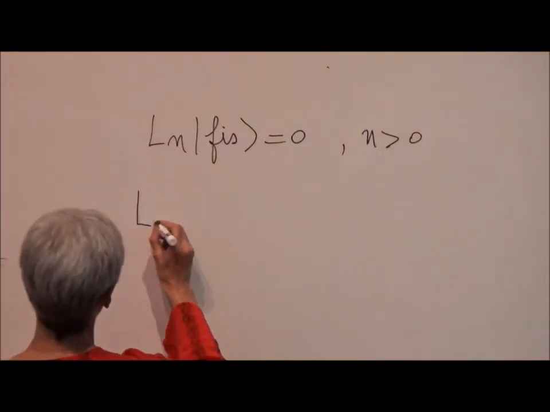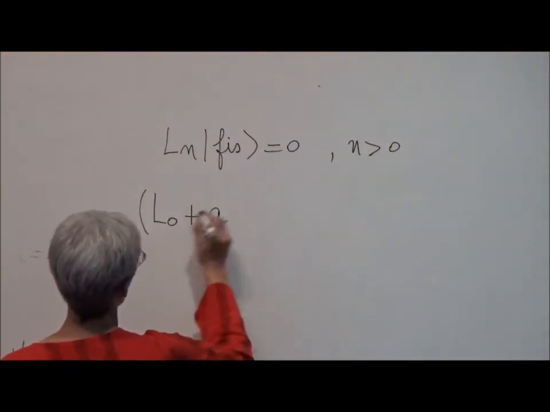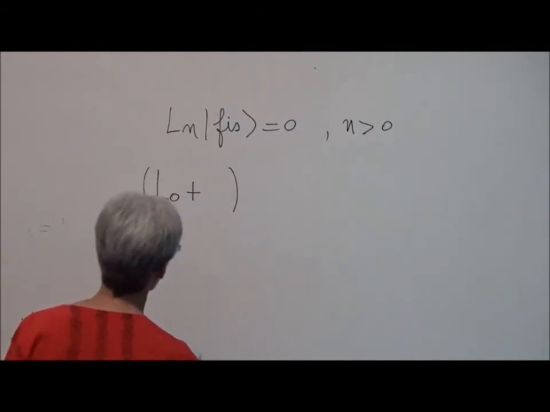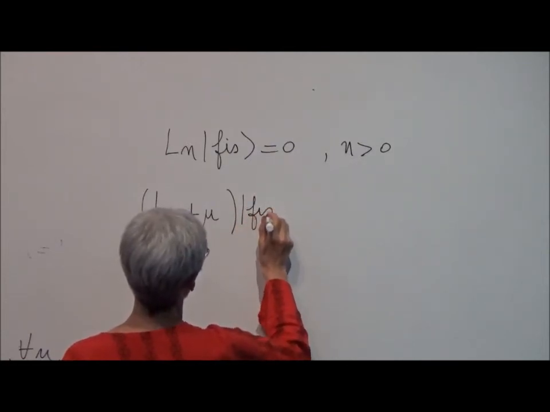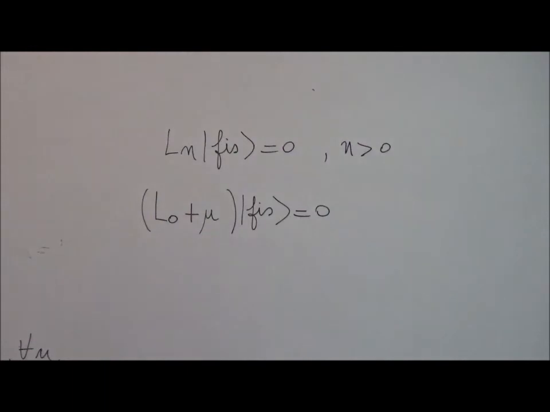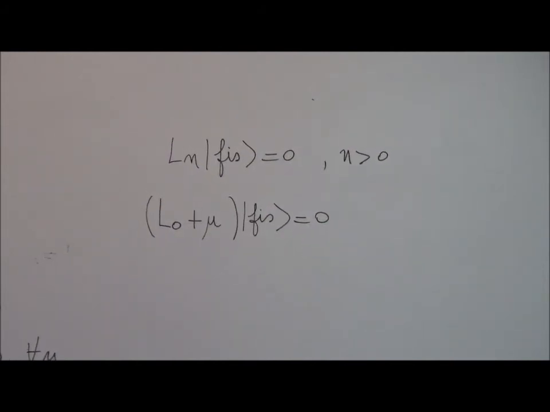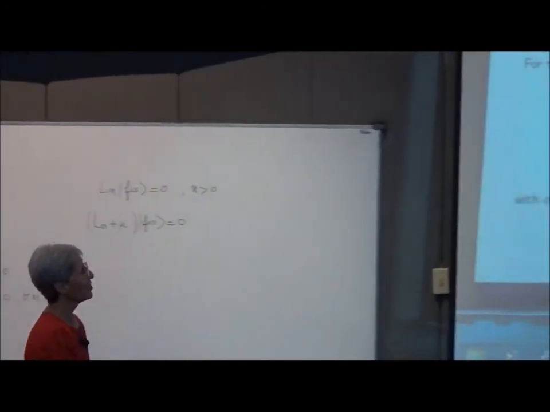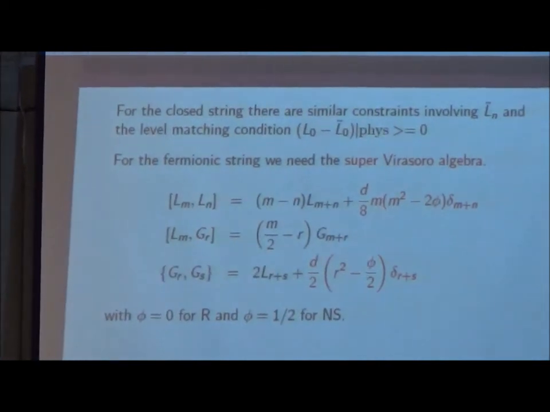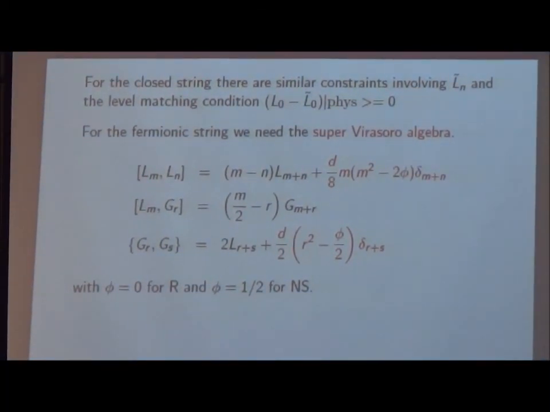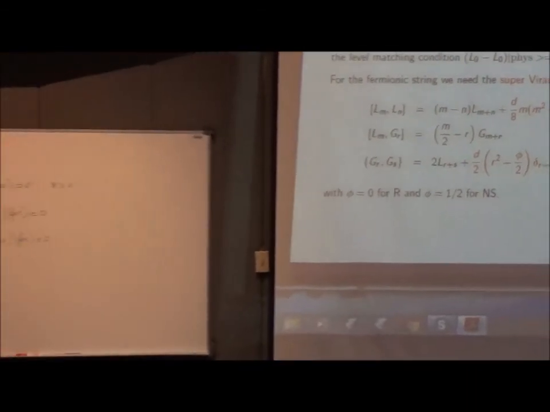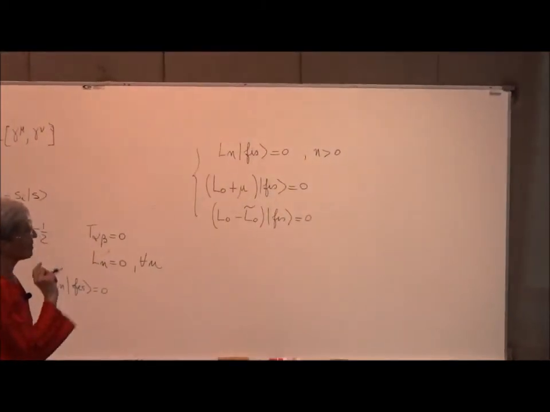Okay? And we also have for L naught, well, now I call the normal ordering constant mu. In the bosonic string, you worked out the value for this mu, it turned out to be -1. Remember, there are several ways to determine that constant. We will do that maybe tomorrow. And for the closed string, we also have this condition. So these were the physical state conditions for the closed string.